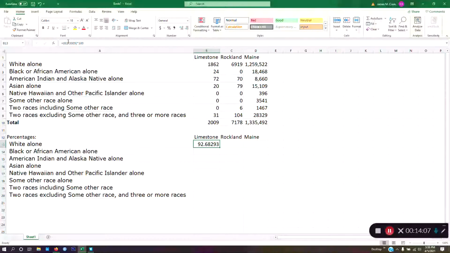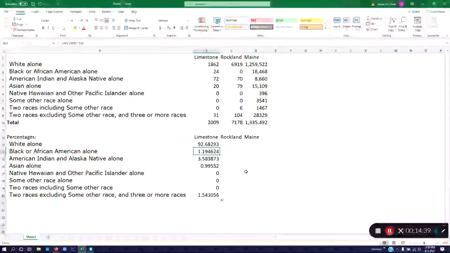So now what's really cool about Microsoft Excel is that once I've done this, I could type in those formulas over and over again down this line, or I could just drag that formula down. And it will calculate the same, but it will notice when it goes down one cell, it assumes you want to refer to this next cell down here. So it refers to B3 now, Black or African American alone. That's 1.194624%.